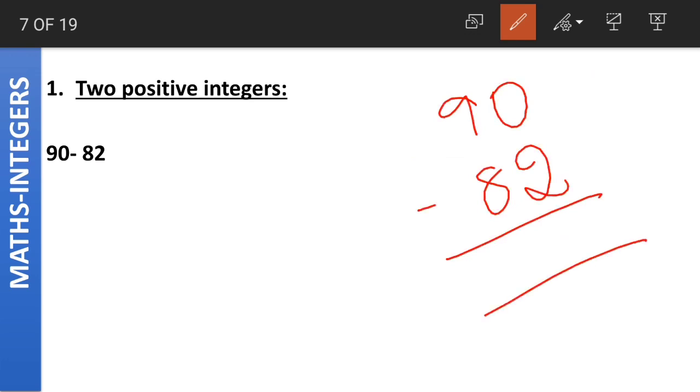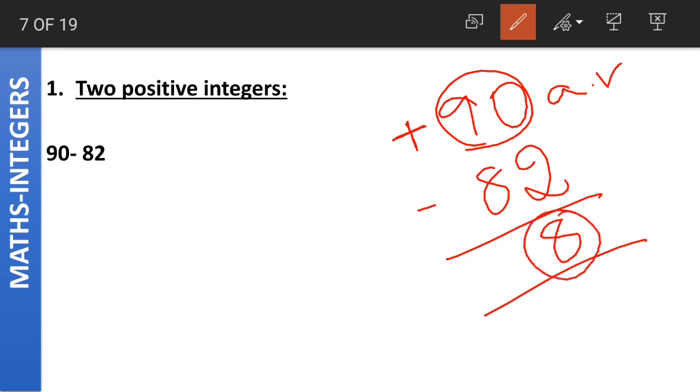We subtract them as natural numbers. This is the normal subtraction we regularly do. 90 minus 82 is 8. Again here 90 has the higher absolute value. Yes or no? 90 has the higher absolute value. Now what is the sign for 90? 90 has no sign, which means it is a positive number with a plus sign. So the answer we got here, 8, will also carry the same plus sign. Is it understood? Is it clear?